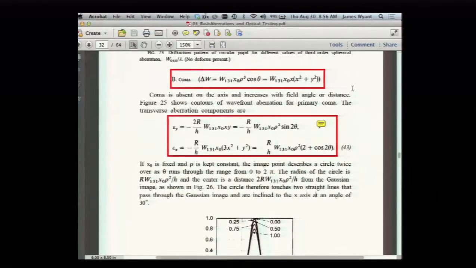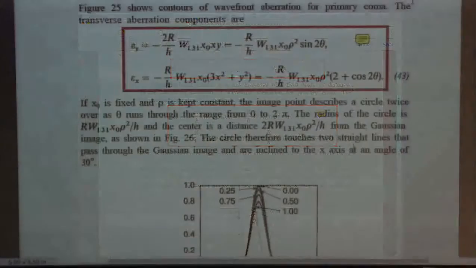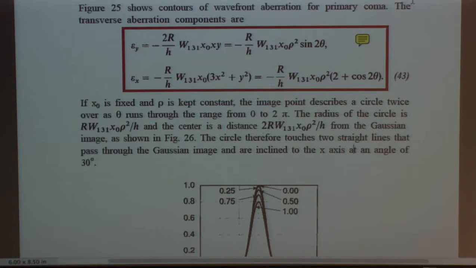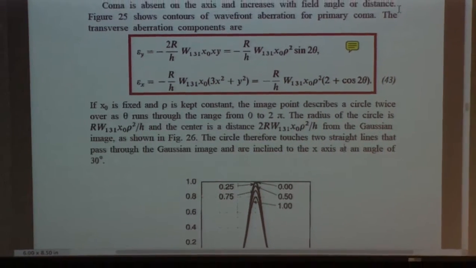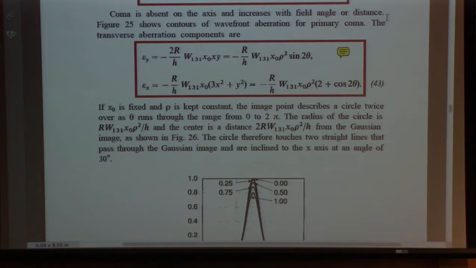Okay, so we're now experts on spherical, which is my favorite aberration. So let's now go to my second favorite aberration, coma.